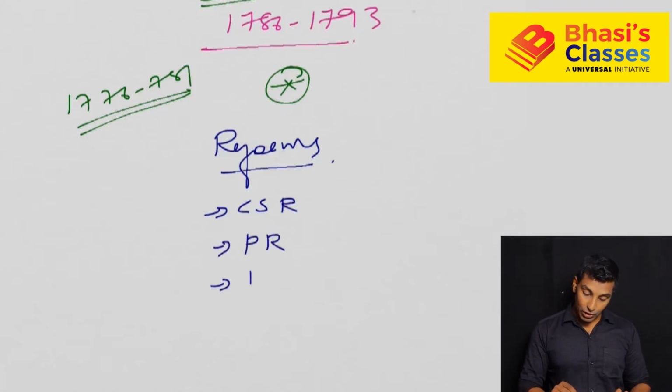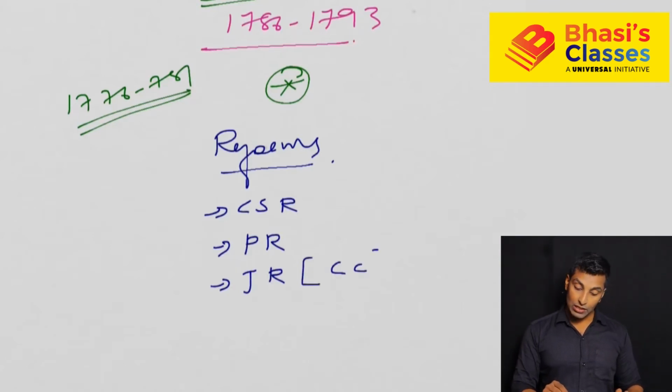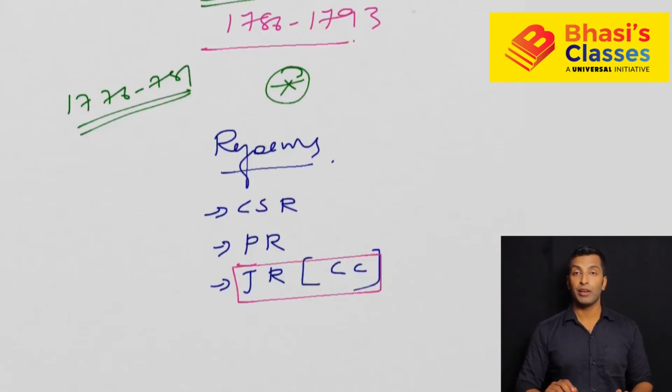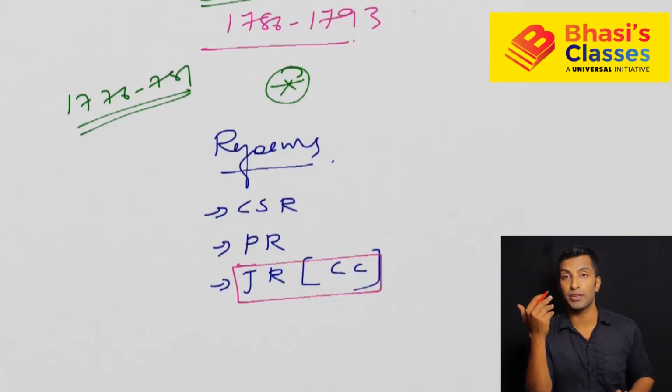You will have to talk about judicial reform, and judicial reform is also known as Cornwallis Code. So this in itself is a separate question. You can get a question on judicial reforms introduced by Lord Cornwallis. It's like rule of law, equality before law, etc.